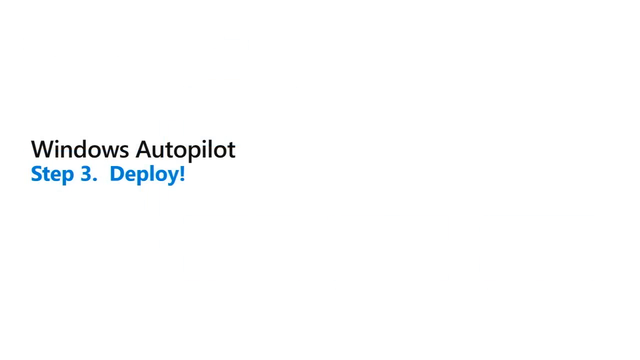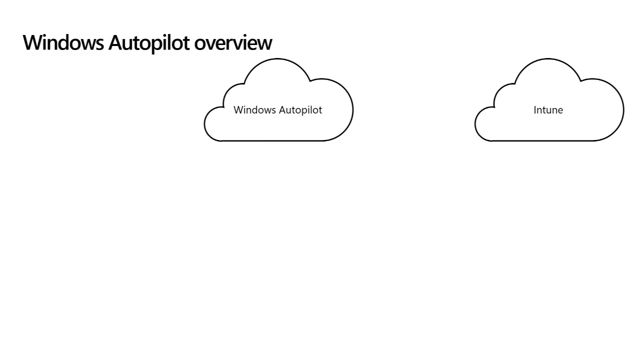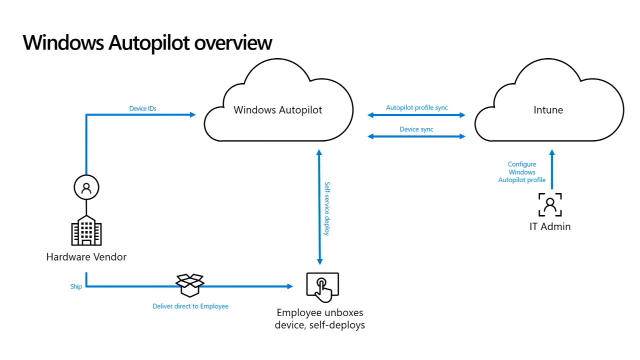All right, so deployment. Let's go through the fun stuff. So the Windows Autopilot overview looks like this. A hardware vendor takes your device IDs and uploads them into the Windows Autopilot service. In the Windows Autopilot service, the devices sync to Intune. The IT admins configure a profile, again, put it into Intune. Intune syncs the Autopilot profiles to the Windows Autopilot service. The hardware vendor, either then or simultaneously, ships the device to the employee.